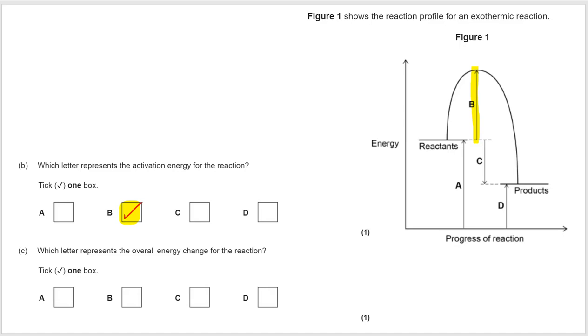The overall energy change for the reaction is the change from what energy the reactants had compared to the energy the products have. And we can see that that difference is C.